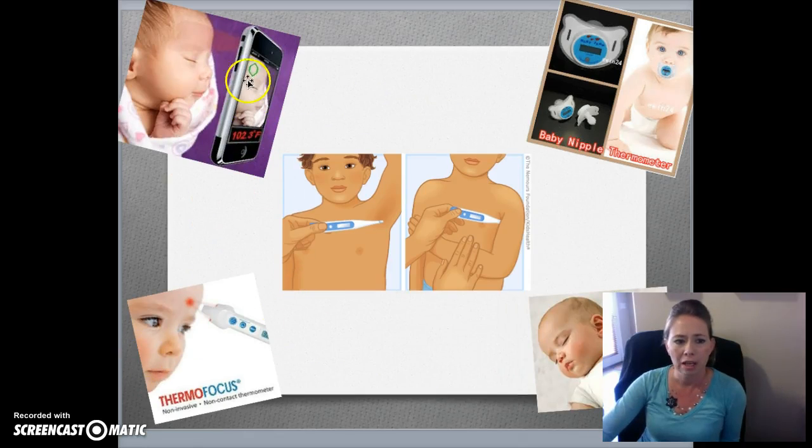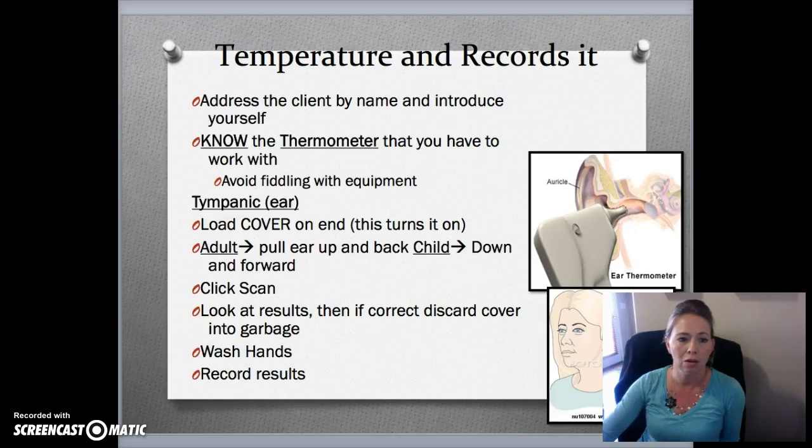These are some more sites. There are now even apps that let your phone or a smart device be a thermometer. This one you don't even put on the head. If you notice, it's just scanning the temperature. Behind the ear, and axillary, which you will be doing a lot on children. There's even a binky or pacifier that you can buy to do that.